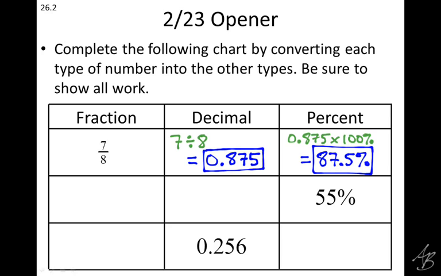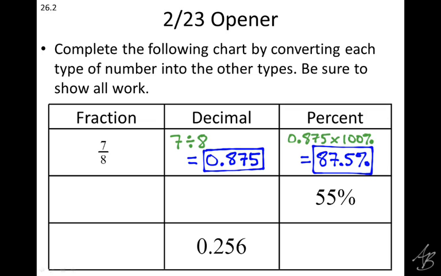Good. In the next row, we have a percent, and we want to change it to the other two. Now, it really doesn't matter which one we do first. I'll let you guys decide which one we want to do first. So do we want to change it to a fraction first or decimal first? Decimal? Okay. How do we change a percent into a decimal? I'll give you a hint. We multiplied by 100 to go from here to here. So we're going to divide by 100.